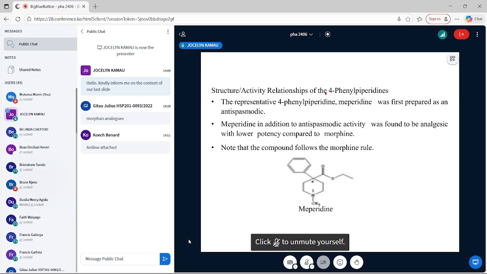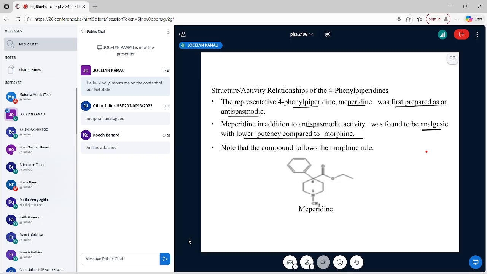So quickly, structure-activity relationship of the 4-phenylpiperidine. The representative 4-phenylpiperidine is meperidine, or pethidine, which was first prepared as an antispasmodic. In addition to antispasmodic activity, it was found to be an analgesic, but with lower potency compared to morphine. So the 4-phenylpiperidines were the first compounds found to have lower potency than morphine. Note that the compound follows the morphine rule, as we have discussed.